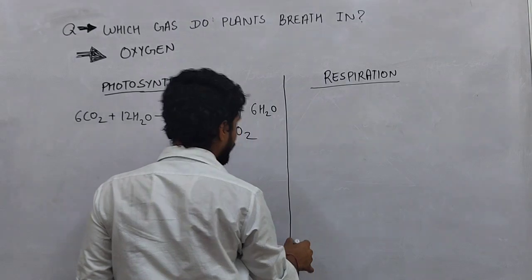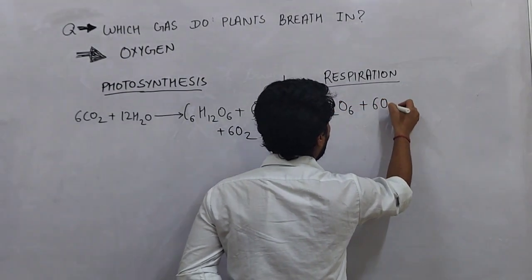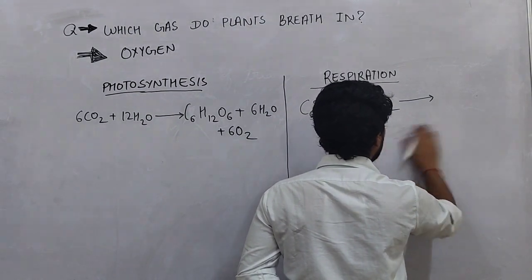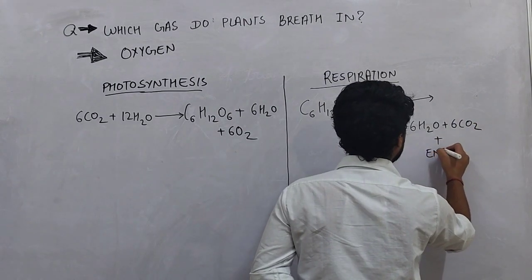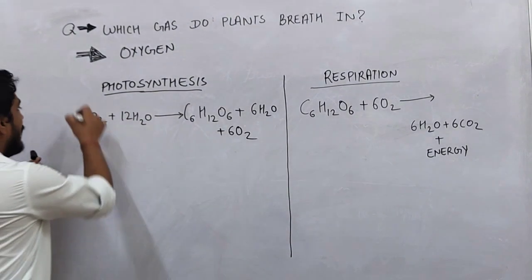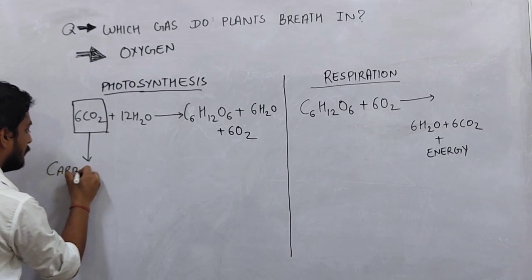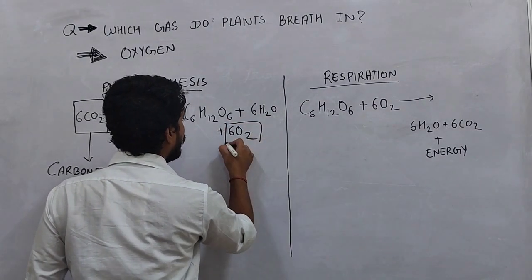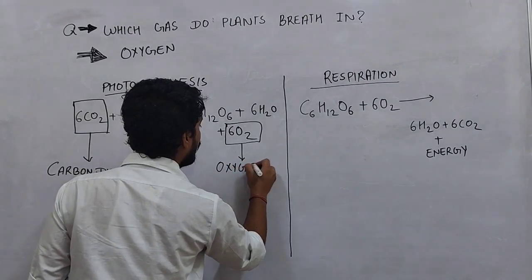And coming to respiration, the equation will be C6H12O6 plus 6O2, that will result in the formation of 6H2O plus 6CO2 plus energy. These two are the reactions of photosynthesis and respiration. In photosynthesis, we are seeing that the plant is using carbon dioxide and producing oxygen as a byproduct of photosynthesis. The main product of photosynthesis is this glucose molecule, and this oxygen is a byproduct of photosynthesis.